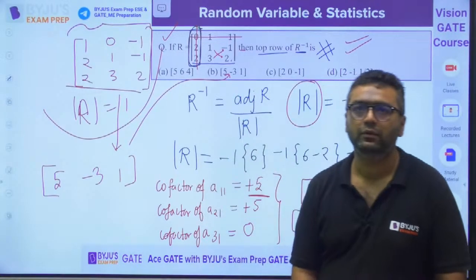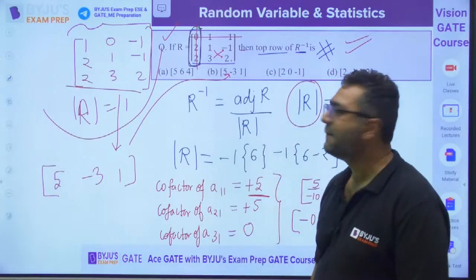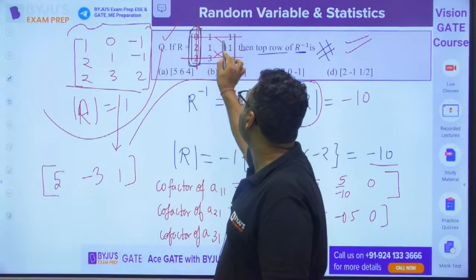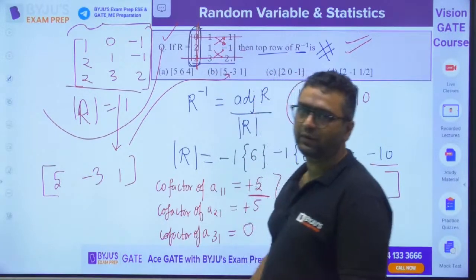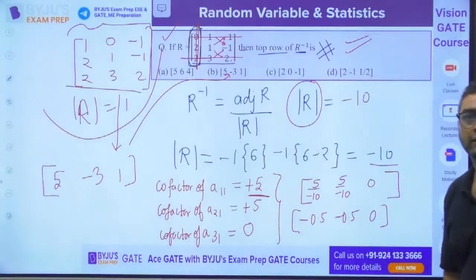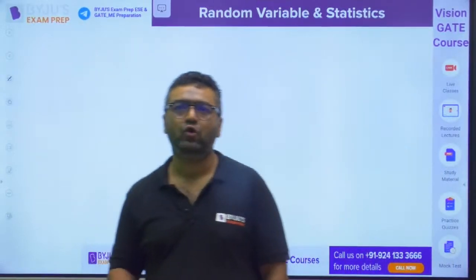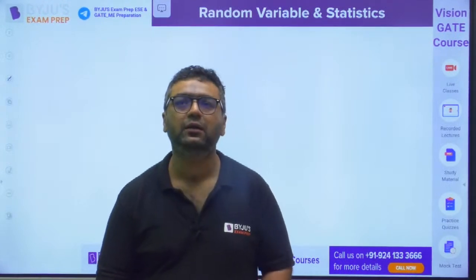Okay. No, this is the third row, first column. It is 1 into minus 1 is minus 1. Minus of 1. Okay, fine. So Aritro, I feel you need to see the cofactor part again. Okay, no issues. I feel everybody understood this.